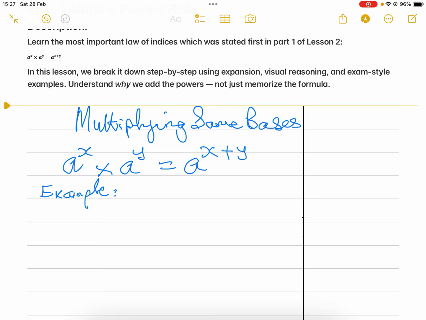Consider this example. Two raised to power 3 multiplied by 2 raised to power 2. When we apply the rule, it becomes 2 raised to power 3 plus 2, which is 2 raised to power 5.